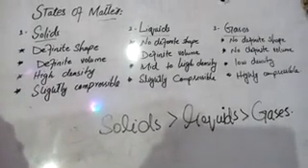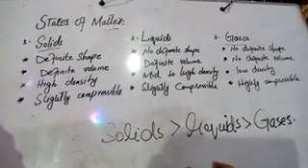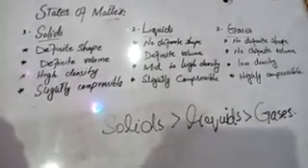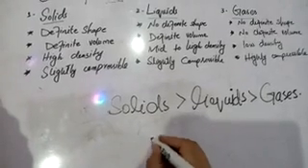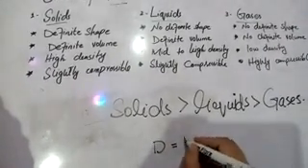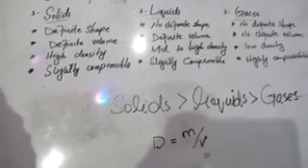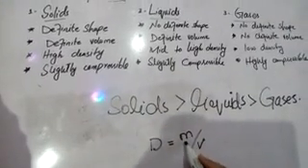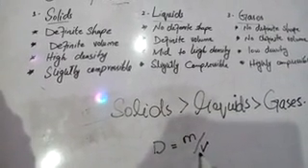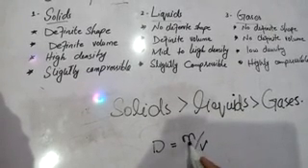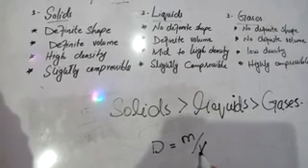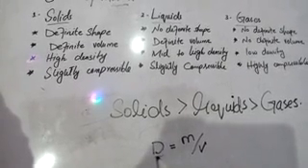I will also give some examples of solids, liquids and gases and compare their densities. The formula of density is D equals M by V, where M is mass and V is volume. So by dividing the mass by the volume, we can find out the density of the component.